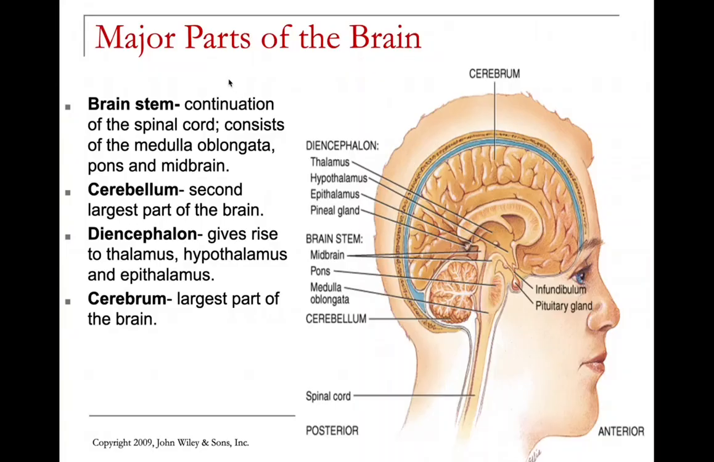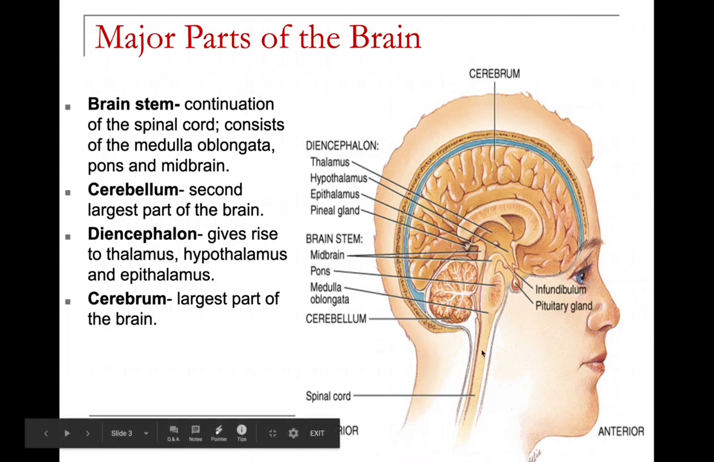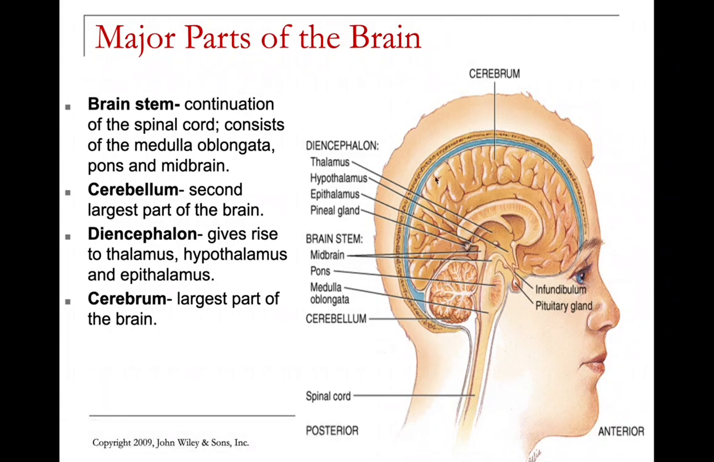So your brainstem is a continuation of the spinal cord. This is going to come up from the spinal cord. It will turn into the brainstem and connect with everything else. So it will consist of the medulla oblongata, pons, and midbrain. The cerebellum is the second largest part of the brain. That's going to be this section in the back here.